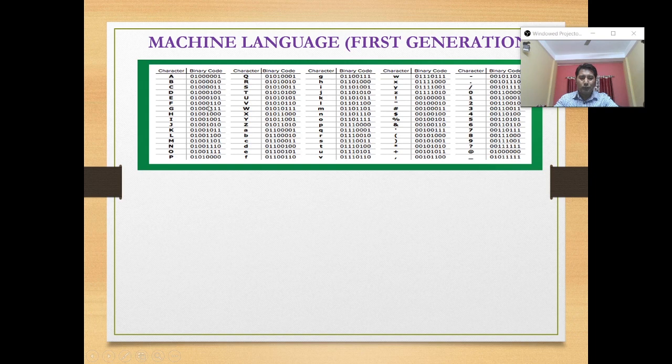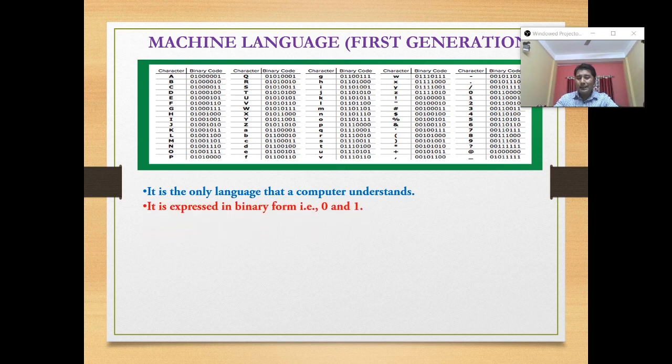So the given chart on the screen is about the character sets of the alphabets and their binary code. Now you can see that the binary code written for all the given characters are only 0 and 1. It may be in different form, but you will not see any other digit other than 0 and 1. So we call it as a binary code. Now as I have already said that it only understands the language, that is the computer language. It is expressed in binary form, that is 0 and 1.